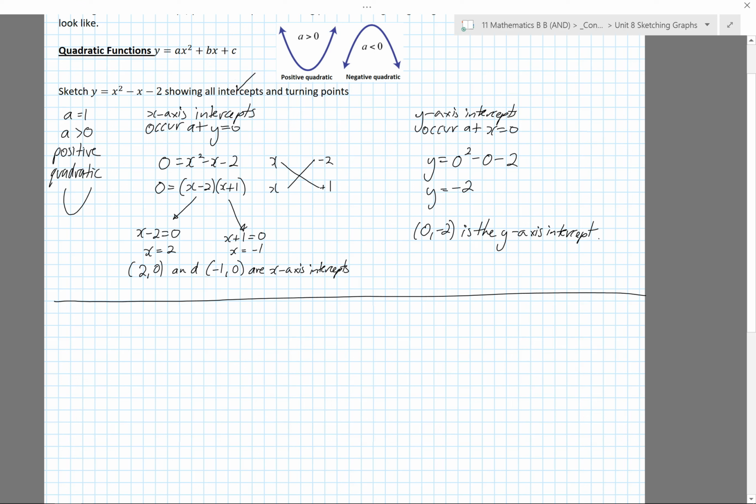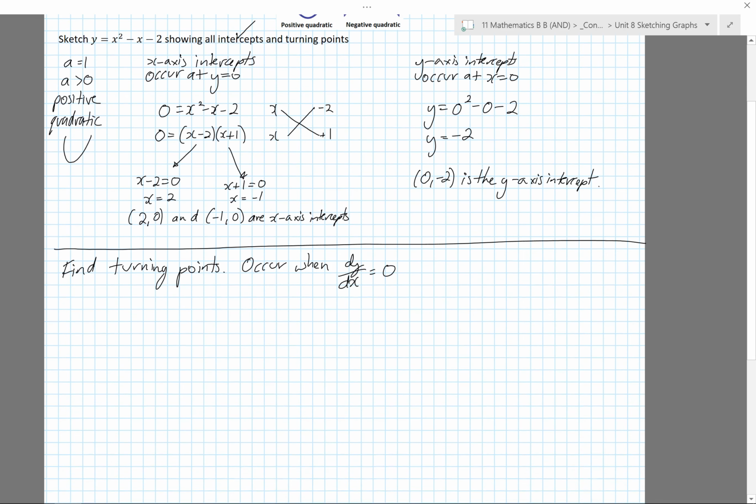I also need to find the turning points. Finding turning points, I'll put a little heading so I don't get lost. I know that these occur when dy/dx, when the slope of the function, is 0. So I'm going to find these turning points and I'm going to classify them. You've done this a lot in the previous unit. I'll let you have a go at it again. I'll give you about half a second to try that.